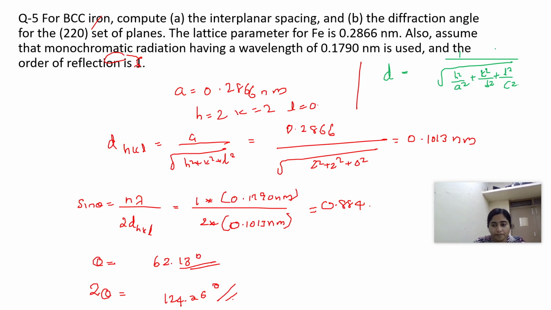Otherwise, if a is not equal to b, like in a trigonal system, or orthorhombic, or a equal to b not equal to c, for such kinds of systems you have to calculate the d value separately. This is the general formula. Here we are writing it only for the cubic, simple cubic system.